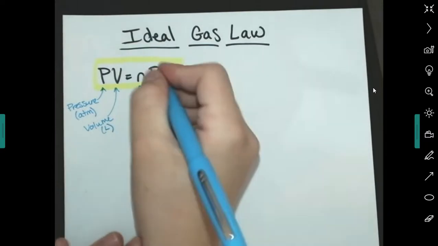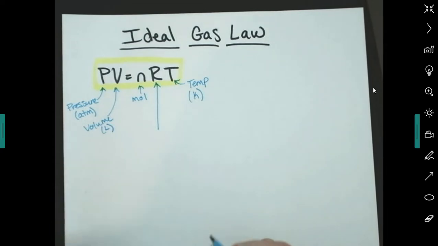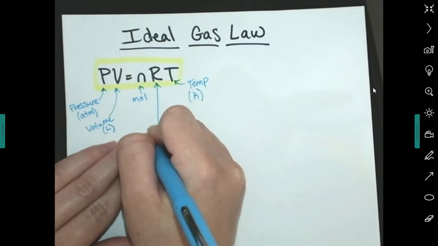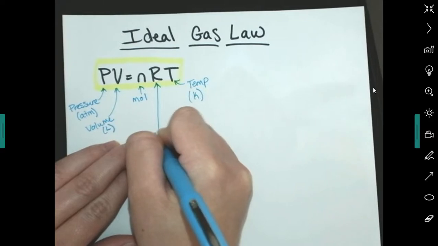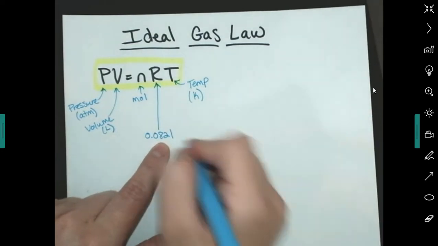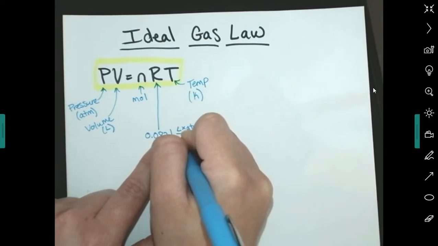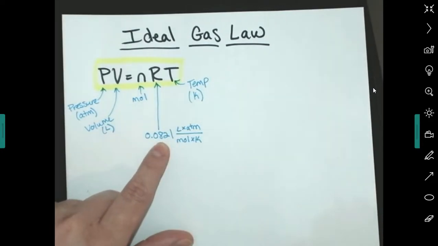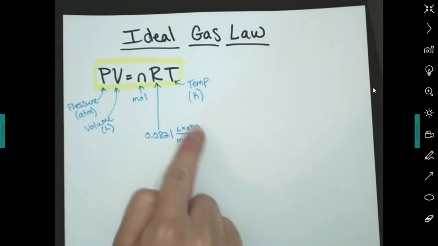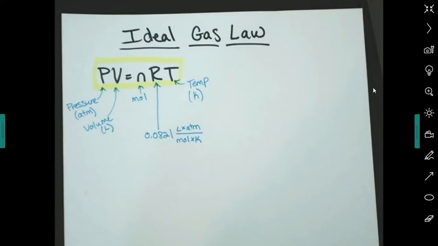Okay, so now let's come back to R. R is new, we've never seen this before. R is what we call our ideal gas constant, and its value is always going to be the same, okay? It's a constant, so it's 0.0821. It's always going to be that number, and the units are kind of funky. It's liters times atmospheres over moles times Kelvin, okay? So that whole thing is the units for this number. The units are like big. Okay, so those are the units for your R value.